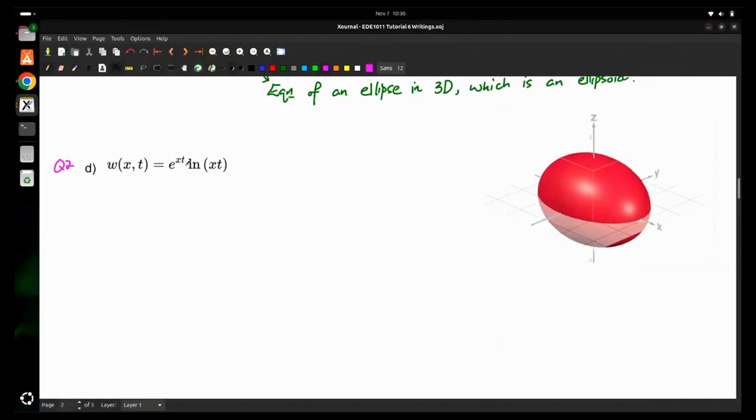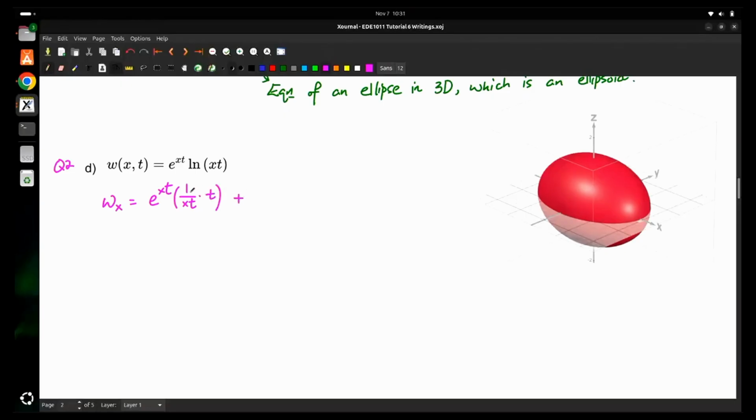So this one is e to the xt times ln xt, right? First of all, let me write w sub x. So differentiate with respect to x. Because you got two functions here, you got to use your product rule, because two functions of x are multiplied together. So the first one, maybe I hold e to the xt, then differentiate ln xt with respect to x. So what do I get? I get 1 over xt. Then after that, I need to use my chain rule. So differentiate xt with respect to x, I will get t, times t.